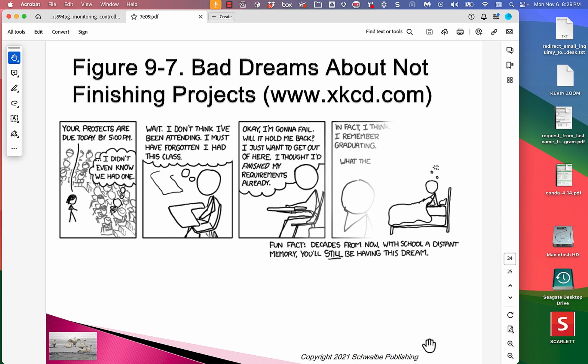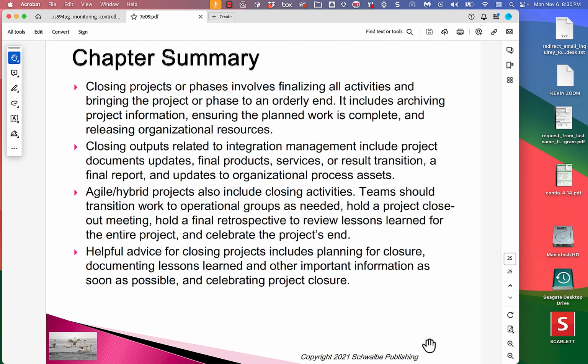And here's a cartoon about bad project dreams. I'll leave you to read that on your own. So that's the chapter summary, and that's the end.